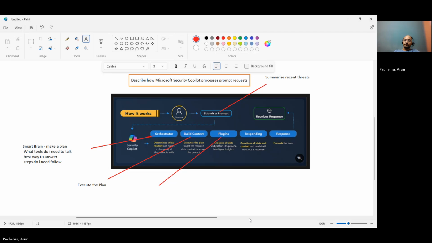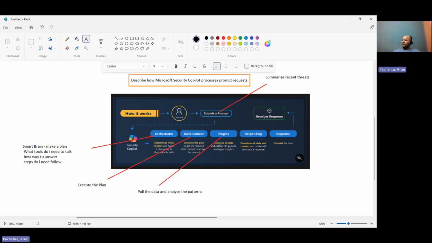So with the help of plugins, it will pull all the data, right? So here, analyze all data and patterns to provide intelligent insight, as it says. So Copilot uses plugins. You can think of them like tools or apps to fetch data and analyze it, right? So each plugin connects to a Microsoft security service like Sentinel, Defender, Purview, and Entra ID. So it will help to pull the data and analyze the patterns to provide insights. Correct? It is already mentioned here.